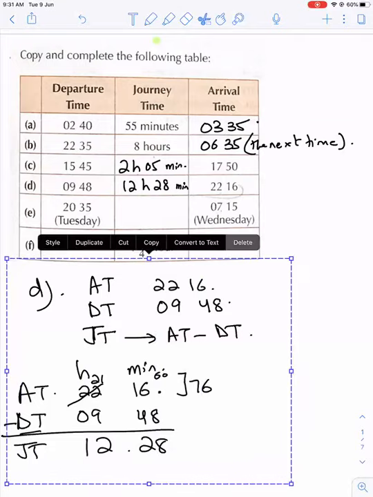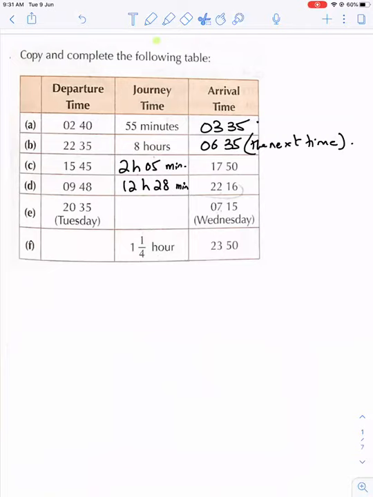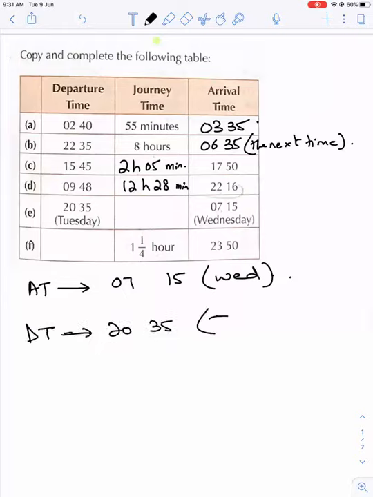Next part. It says the arrival is on Wednesday, 7:15. Departure was Tuesday, 20:35. And we are supposed to find out the journey time. Let's write down the data. The arrival time is 7:15 on a Wednesday. The departure time is 20:35 on Tuesday. And you're supposed to find out the journey time.